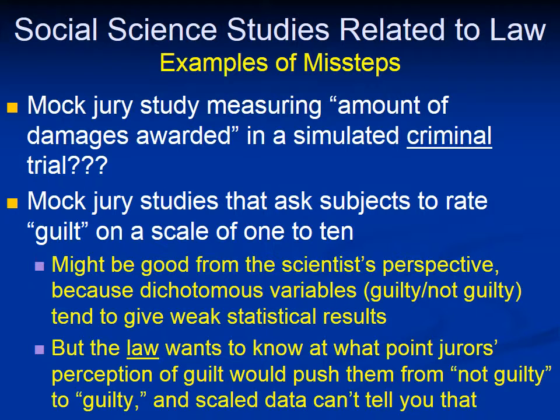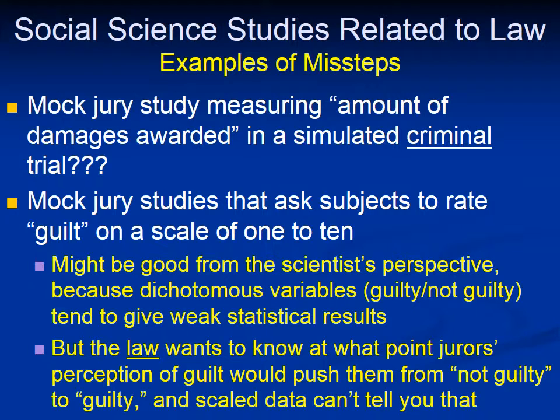Now, using a scale like this is often necessary from the scientist's point of view because dichotomous variables, right, such as guilty or not guilty, this or that, just the two variables, those will tend to give really weak statistical results for a scientist. But in a situation like this, what the law really might want to know is, at what point did jurors' perceptions of the guilt of the criminal defendant depicted in the vignette, at what point would the evidence push jurors from the not guilty category to the guilty category?